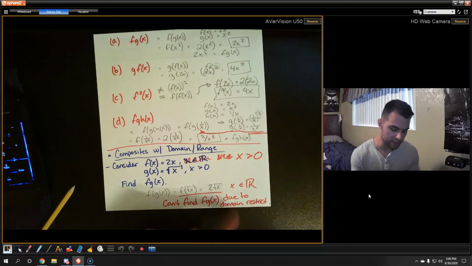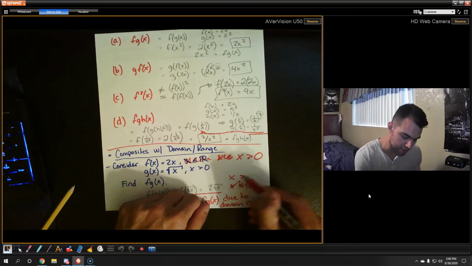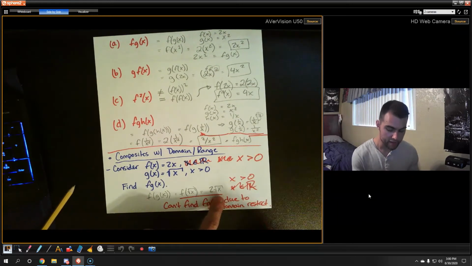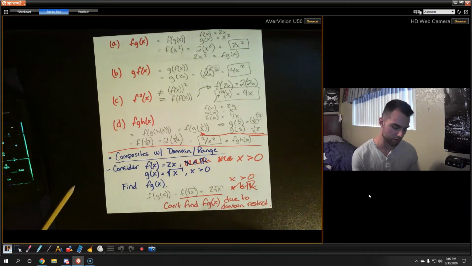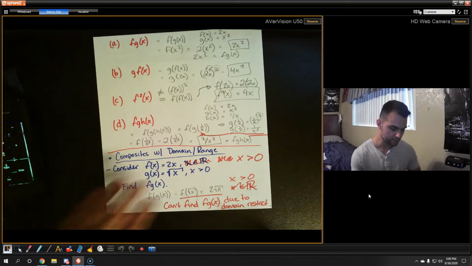Now, if I say this is, instead, x is greater than 0 for my f of x, now I can plug in a suitable domain. 1 would work, 2 would work, 3 would work, right? So I don't get these weird answers or undoable composites, okay? So something to keep in mind when going through this.